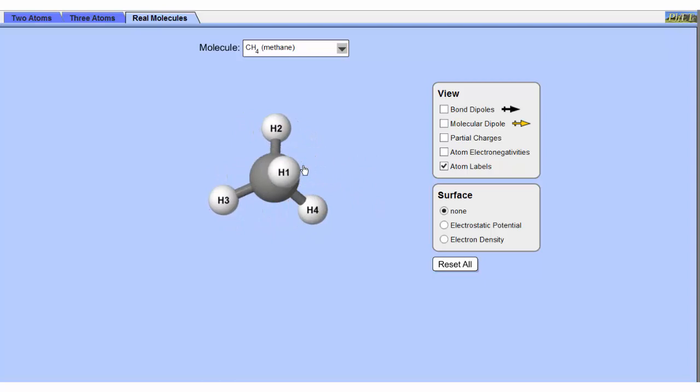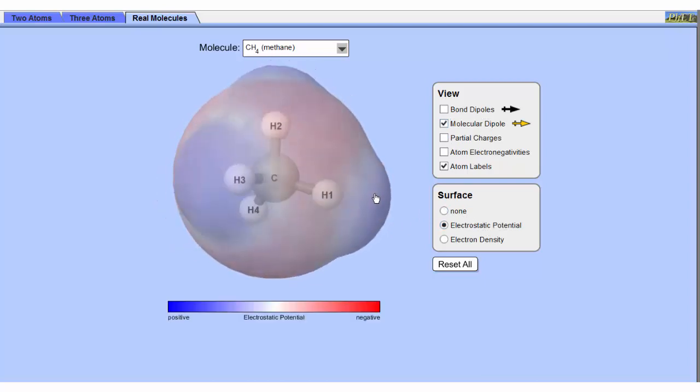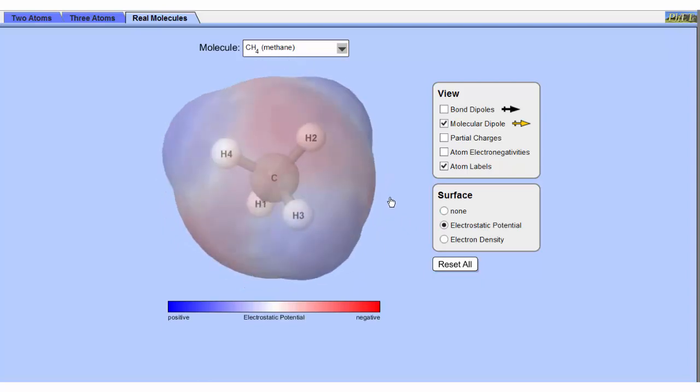How about methane? This is a hard one. Is it polar? No, it's not. If you look at the map, it's not polar. It is not a polar molecule. So these are getting more difficult. So what we are going to do is go back and take a look at our valence shell electron pair repulsion theory and see if it can help us out.